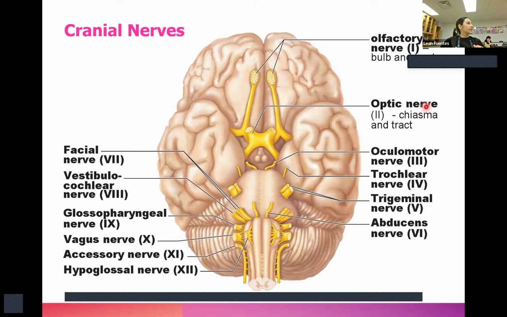And then here is the image in which you'll have to identify the cranial nerves. So we have first our olfactory nerve here. We have our optic nerve that has the chiasm and the tract. Oculomotor is right in here. See, trochlear right underneath. Trigeminal is our 5th, and that's right here.